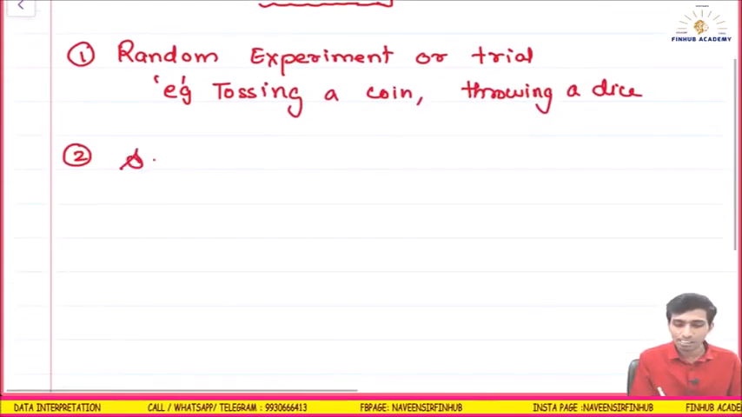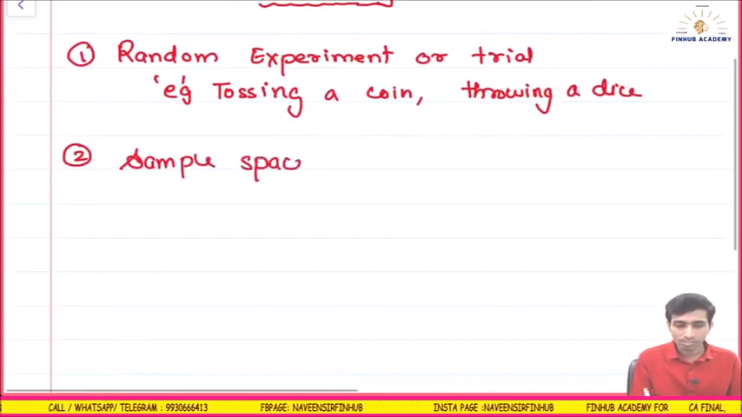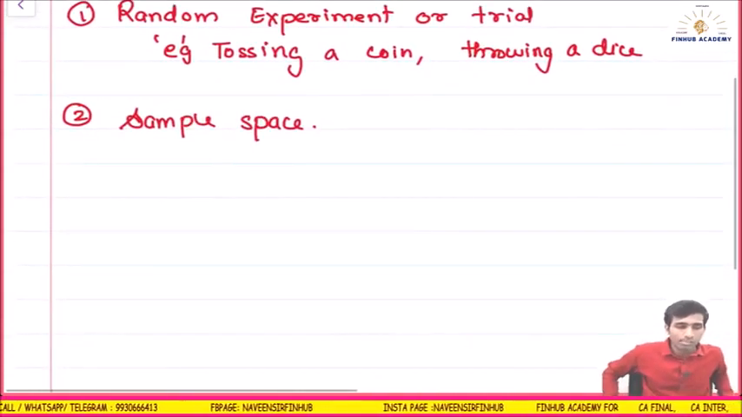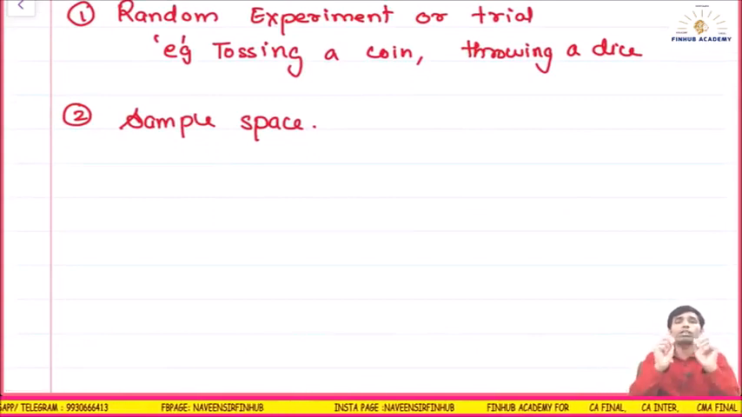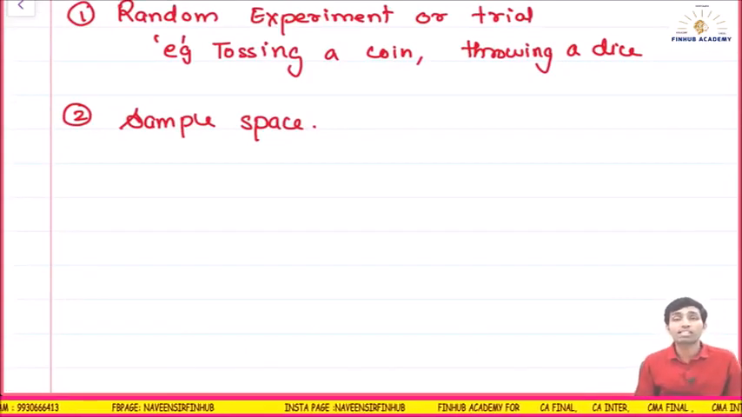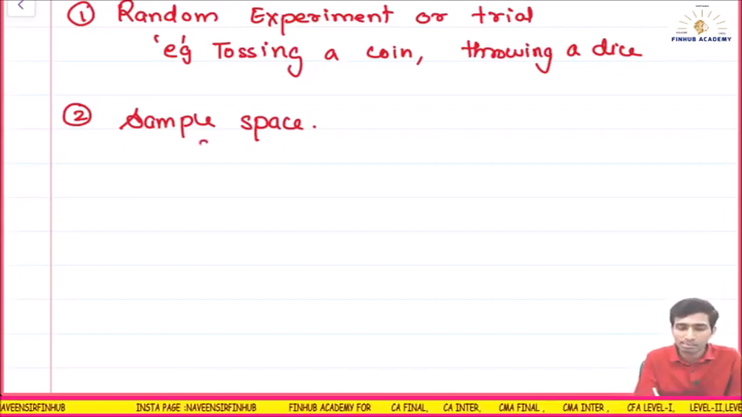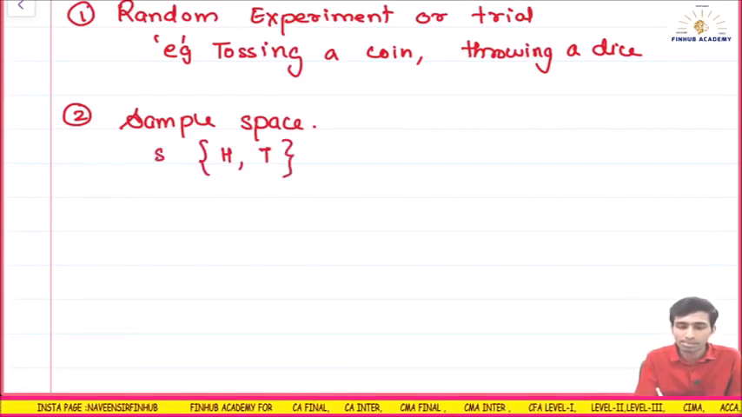Second is sample space. So sample space means what? Sample space means the set of all possible outcomes, that is the definition. So when I toss a coin, what will be the sample space? H comma T. This is my sample space.